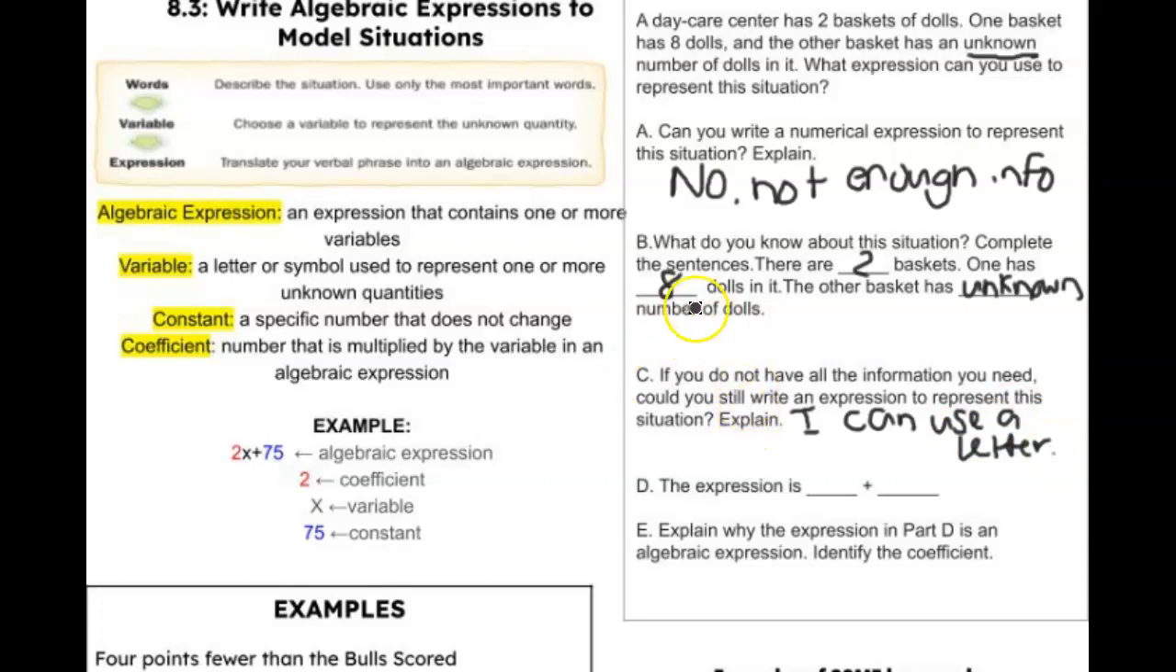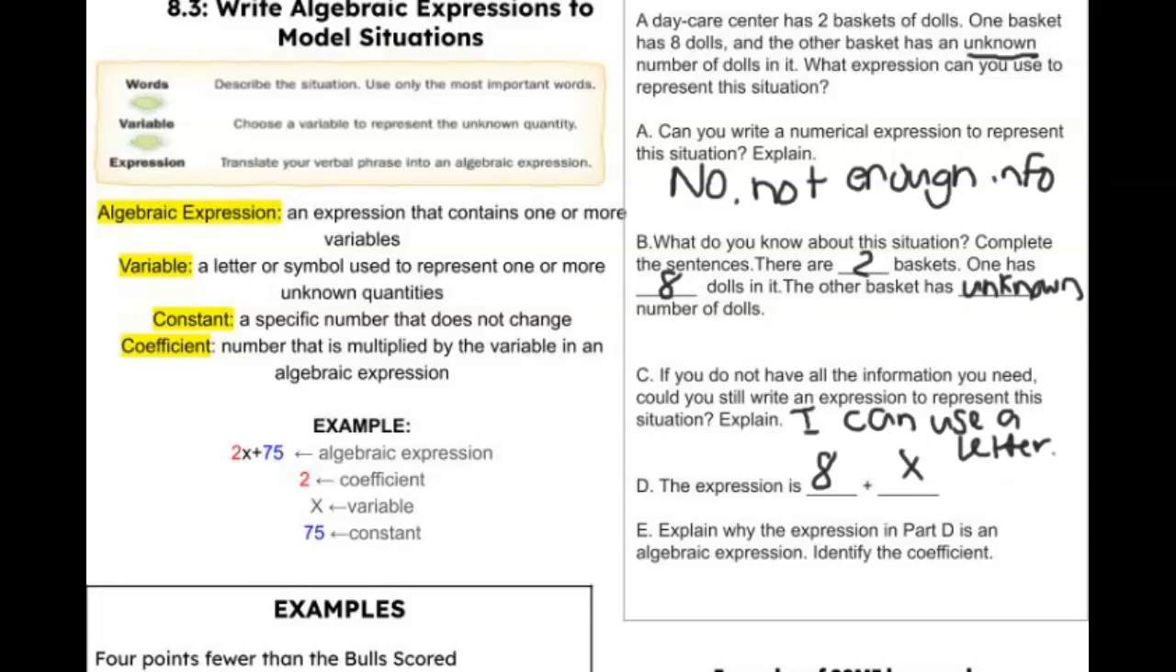And so my expression is I have 8 plus, we don't know the other one, so I'm just going to use x. So this is our expression. 8 plus x. The x is just standing for the amount that we don't know in the second basket. We cannot solve this because we don't have anything else. It's an expression, not an equation. An expression does not have an equal sign, so therefore we're not going to be able to solve it.